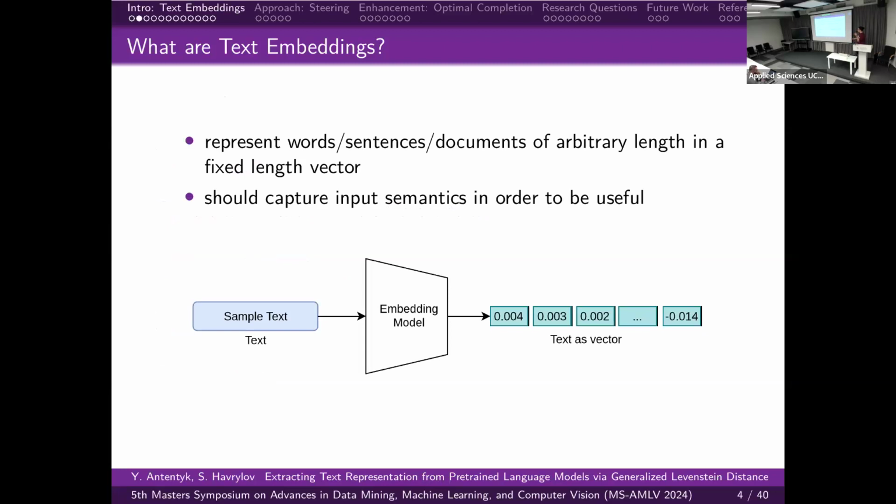Yeah, so just a brief introduction you already know. Text embeddings. An embedding is just a model that encodes a text of arbitrary length into a fixed vector representation. It's important that this vector should capture the semantics of the input in order for it to be useful.